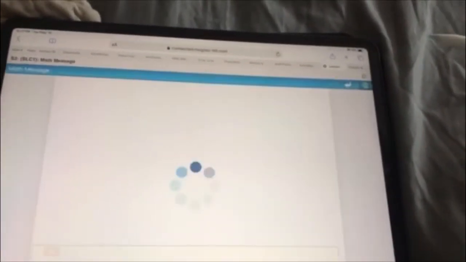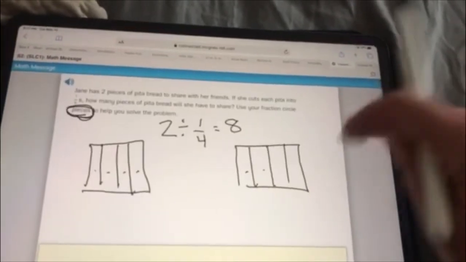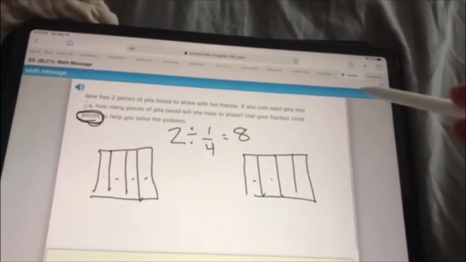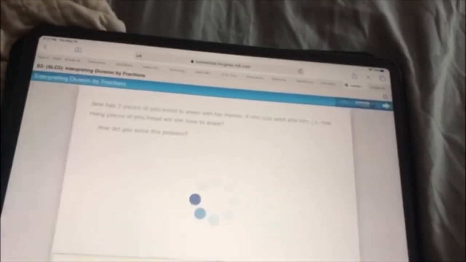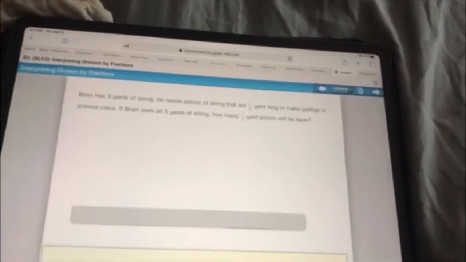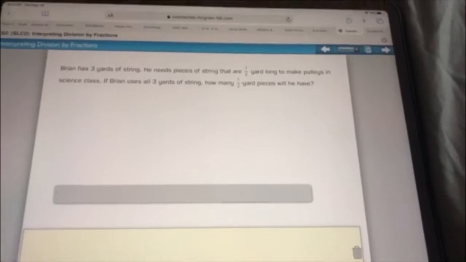Actually, whoops, wrong page. Okay, next page. Okay, so here we have another word problem.